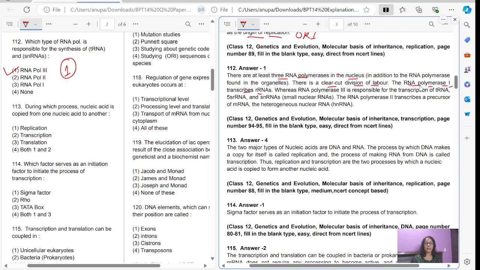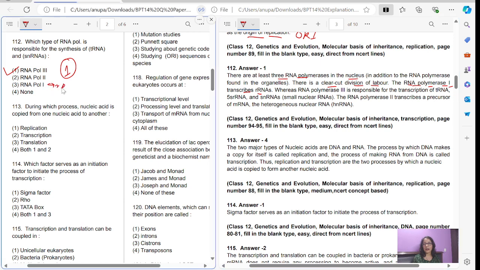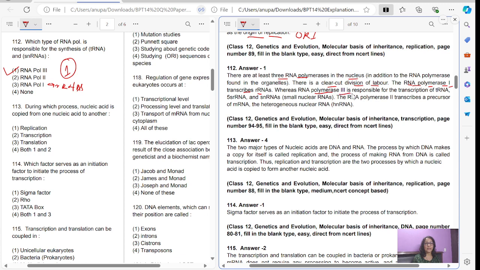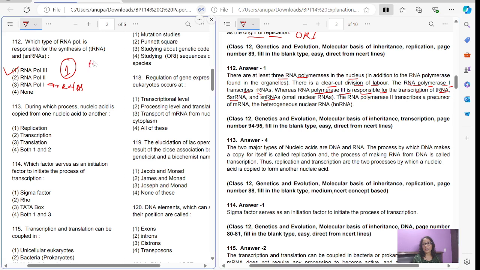RNA polymerase 1 synthesizes or transcribes rRNAs. Whereas RNA polymerase 3 is responsible for the transcription of tRNA, 5S RNA and snRNA. Polymerase 3 will synthesize tRNA, 5S RNA as well as snRNA. It will be synthesized by polymerase 3.